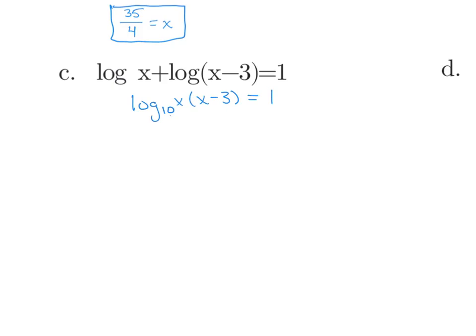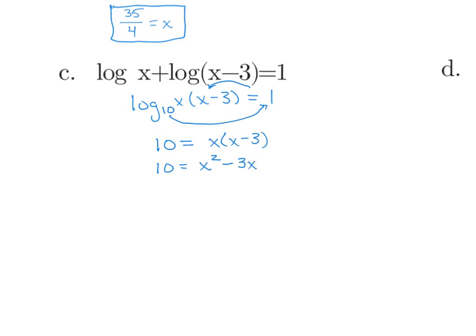So if we convert this into exponential form, we get 10 to the first power equals x times x minus 3. My next step in order to solve this problem is I want to get rid of the parentheses. So I'm going to go ahead and distribute the x. We get x times x is x squared. X times negative 3 is negative 3x.